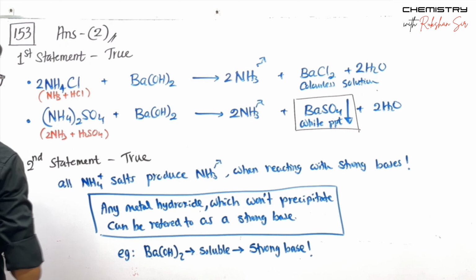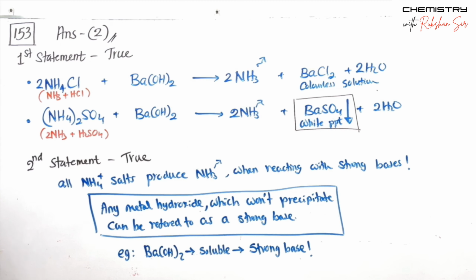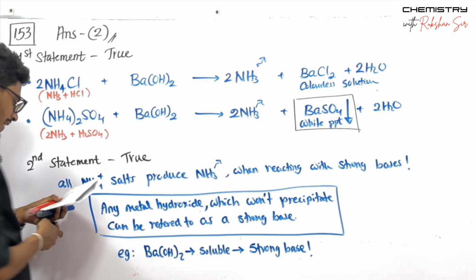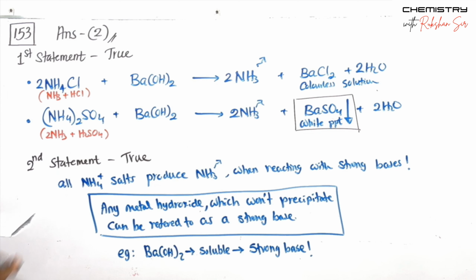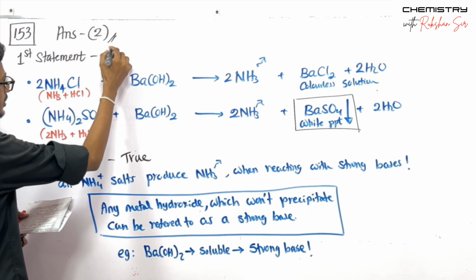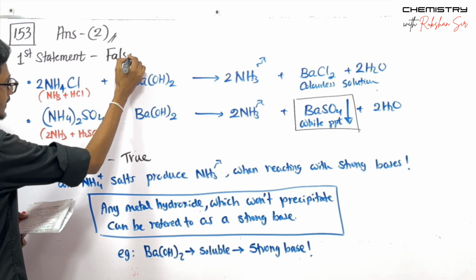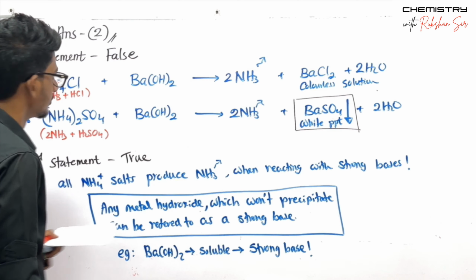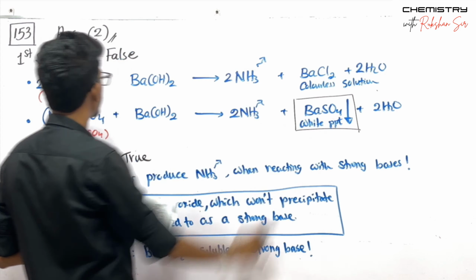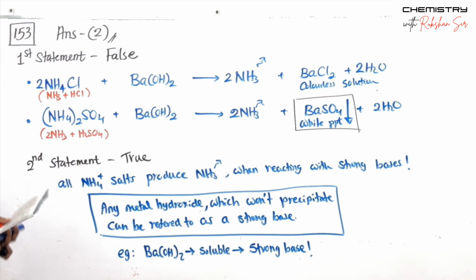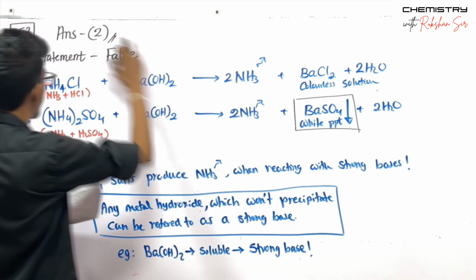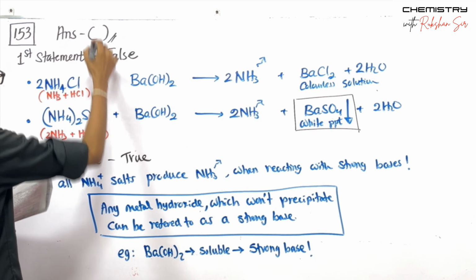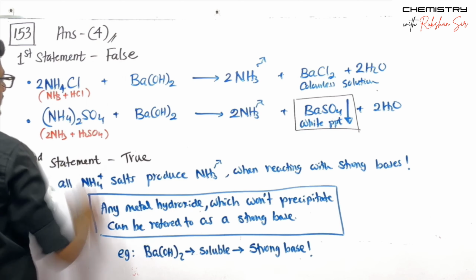That is the review for 153. The first statement is false, no? They are saying cannot be used. So if they are saying cannot be used, it is false. No, we can use it, right? The differentiation can be done as a precipitated form here. So the answer should be number 4. False and true means it's number 4, right?